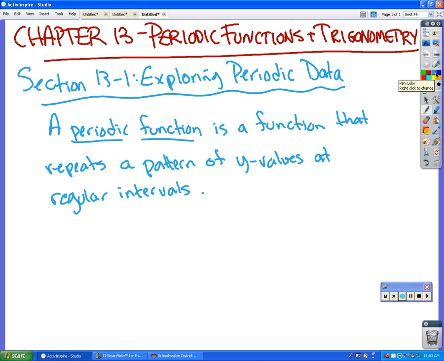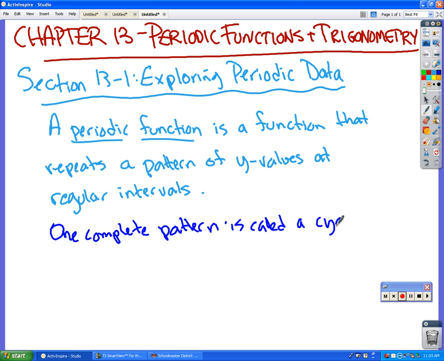So we got some other fun words here. One complete pattern is called a cycle. Okay? So, for example, what is the cycle of this Earth going around the sun? A year. 365 days is one trip around. One cycle is all the way around. And the amount of time that takes is called the period.